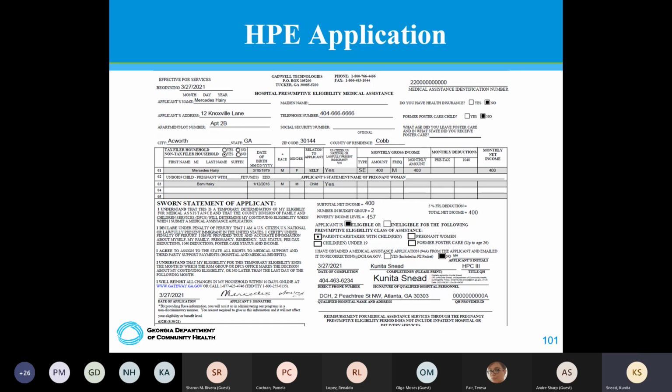The applicant's name is Mercedes Harry. You're going to put her address, 12 Knoxville Lane, apartment 2B. She stays in Acworth, Georgia, 30144. County of residence is Cobb. Phone number is 404-666-6666. They didn't have any other health insurance and nobody was in foster care, so those are no.